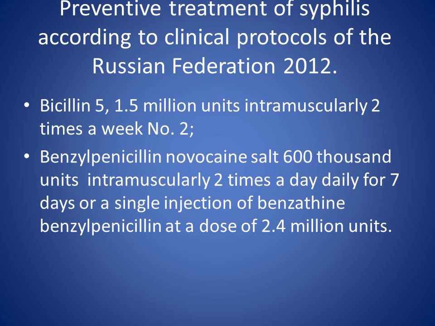Preventive treatment of syphilis according to the clinical protocol of the Russian Federation. Number 1: Bicillin-5, 1.5 million units intramuscularly 2 times a week. Number 2: Benzylpenicillin novocaine salt 600,000 units intramuscularly 2 times a day daily for 7 days, or a single injection of benzylpenicillin at a dose of 2.4 million units.